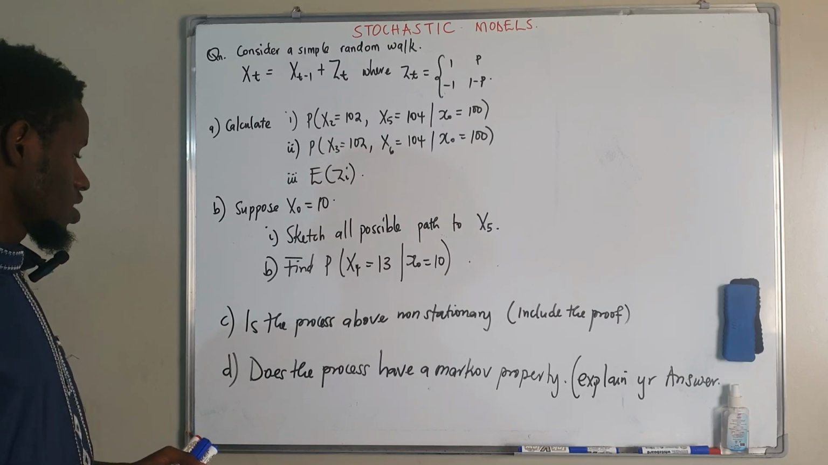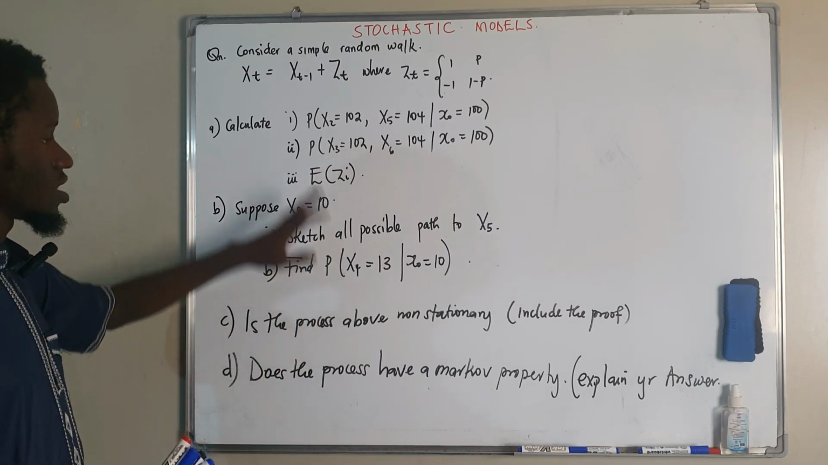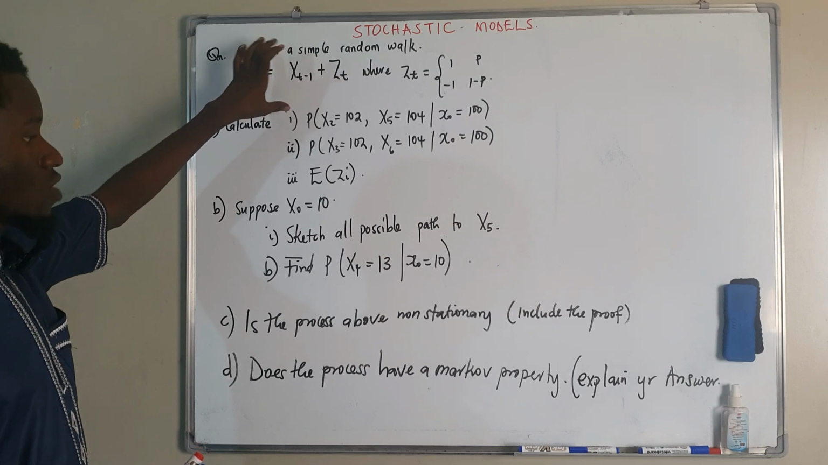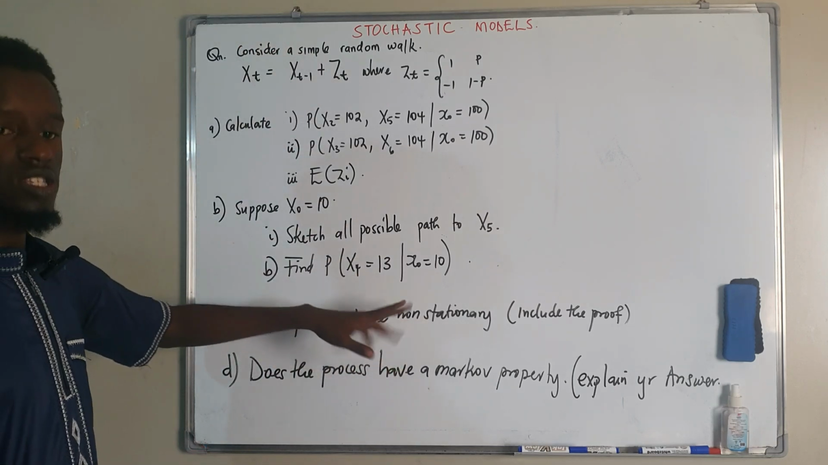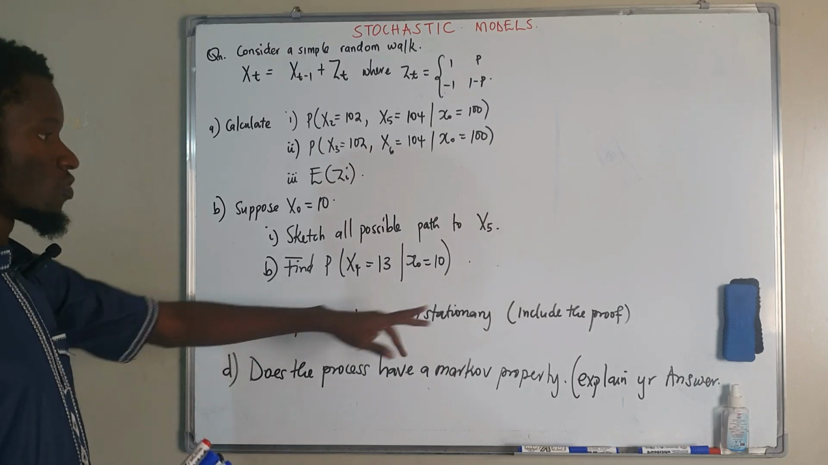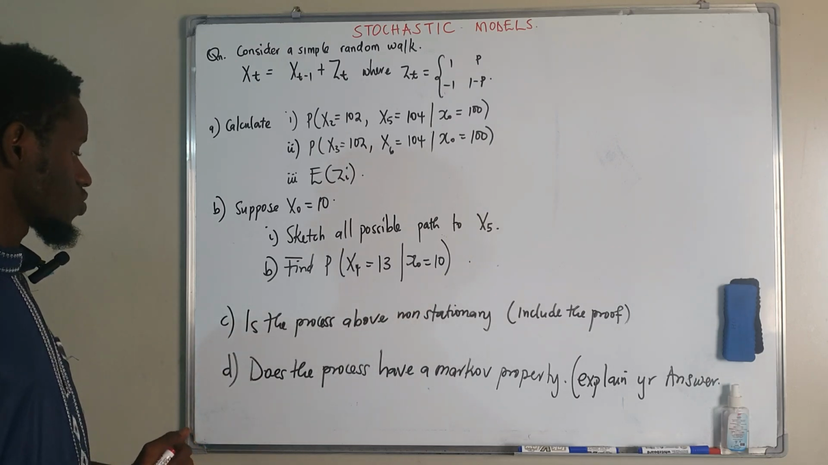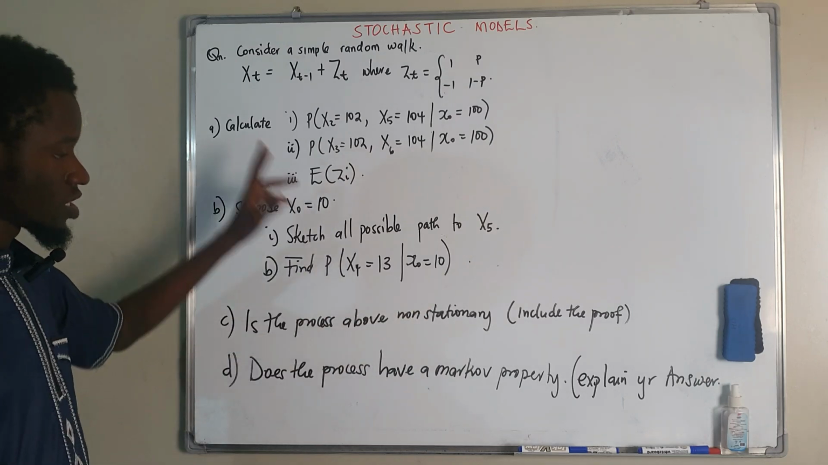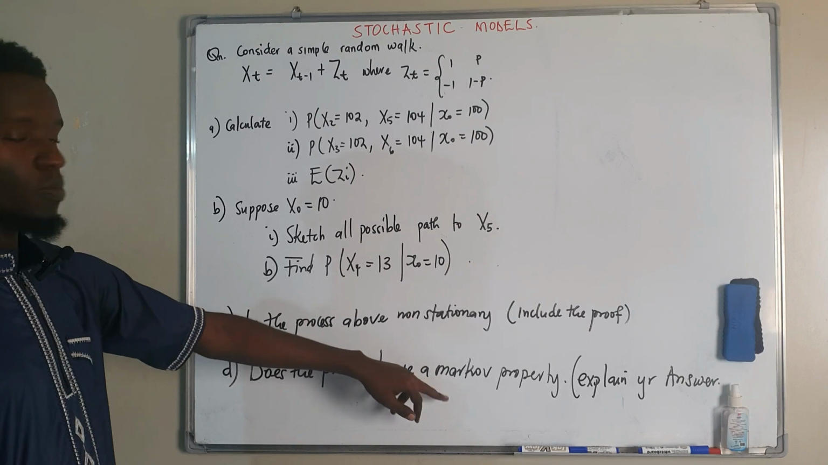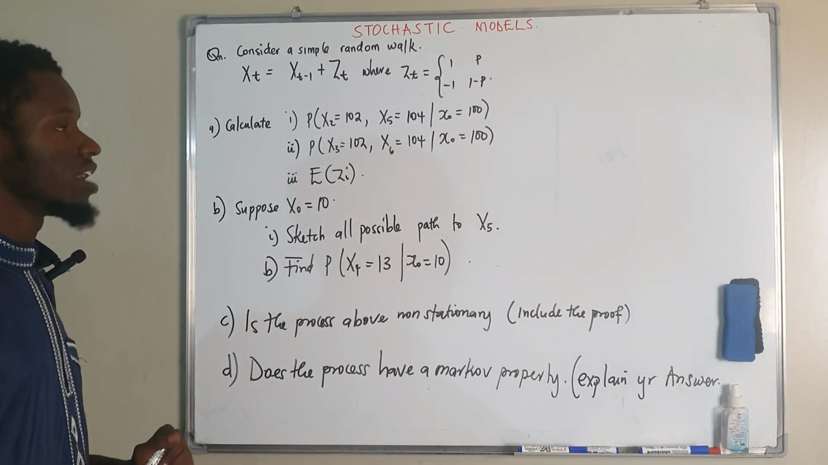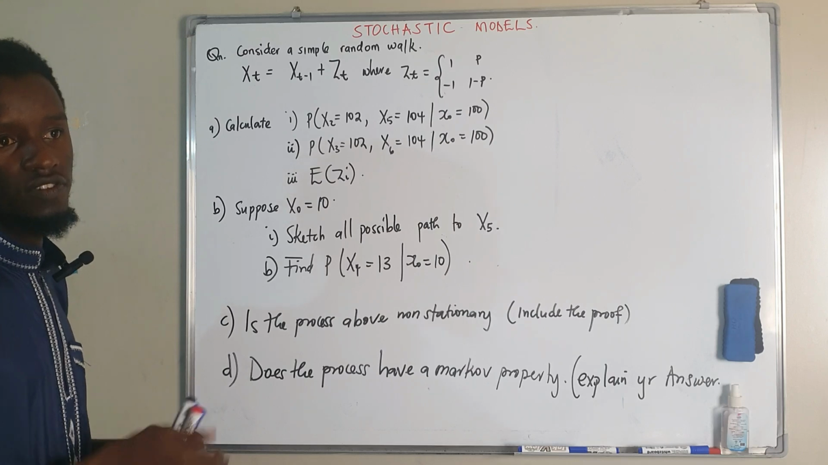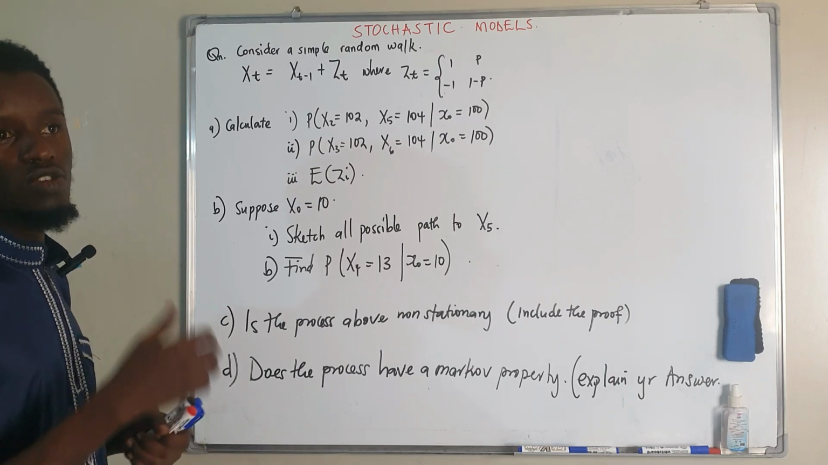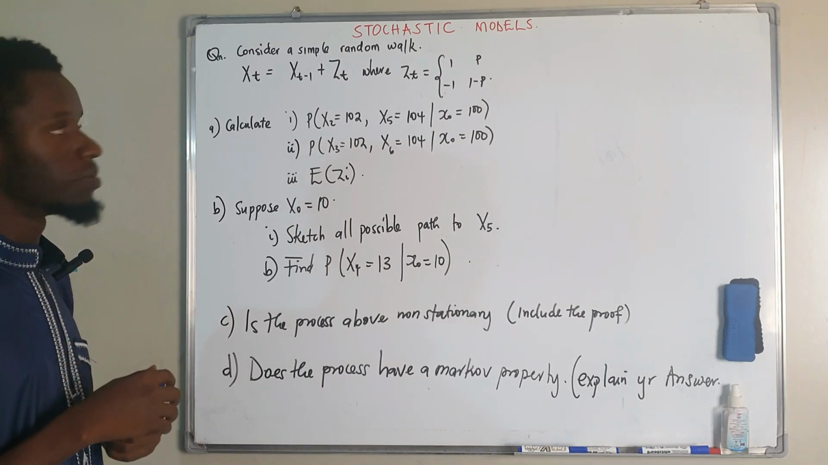Lastly, the question is asking, is this simple random walk non-stationary? Is this non-stationary, or what is stationary? They want us to prove it. And lastly, they want us to show whether the process above has the Markov property. Today we shall go through this question and see how we can answer it, relating to the first video we did last time.